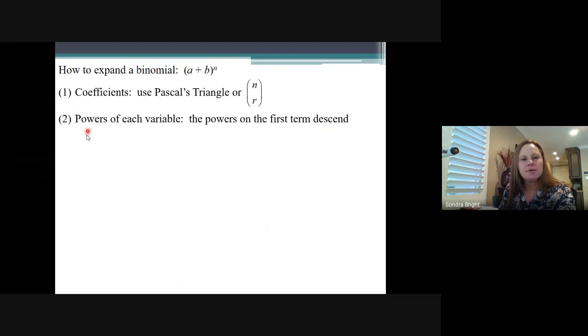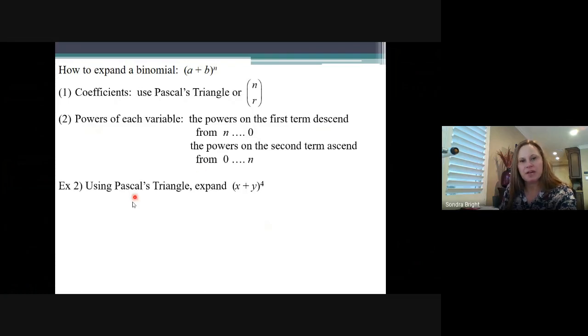And then, do you remember, we did this last year, powers of each of the variables. The powers on the first term descend. So the powers on a will start with a to the n, and then they'll go all the way down until it's a to the 0 power. The powers on the second term, b, are going to start with b to the 0 and go all the way up to n. All right, so we got the coefficients and then the powers on each of these terms, and we can expand it. All right, so let's expand x plus y to the power of 4.